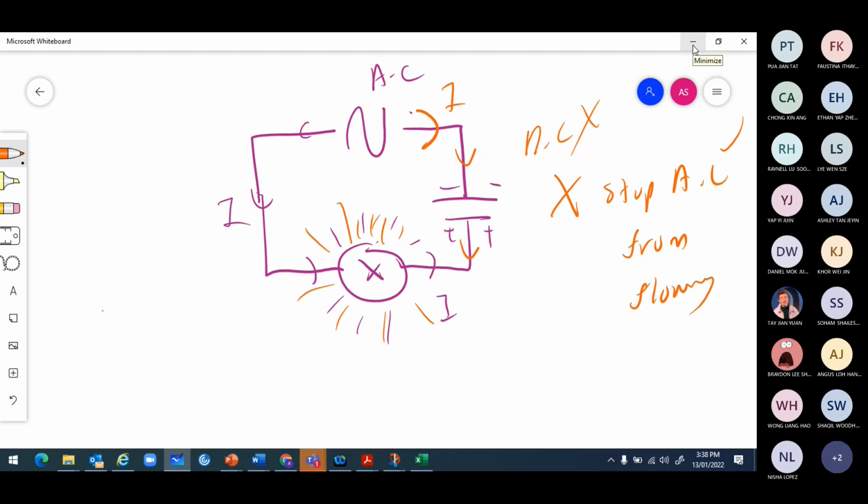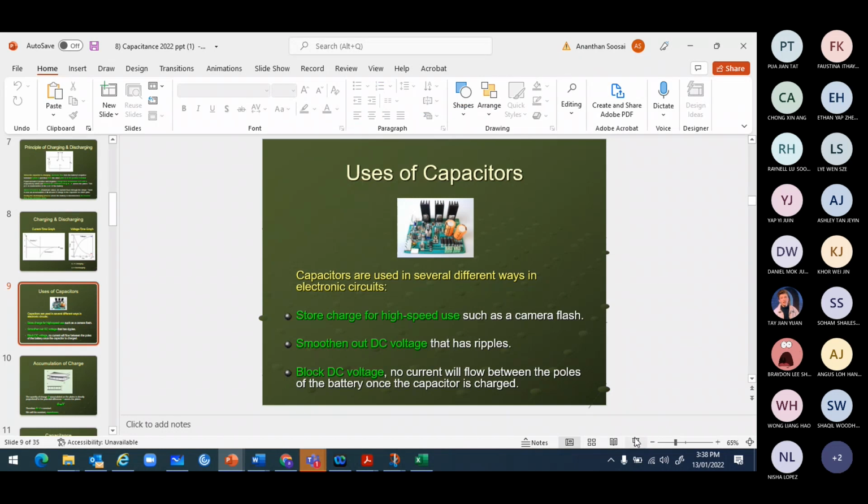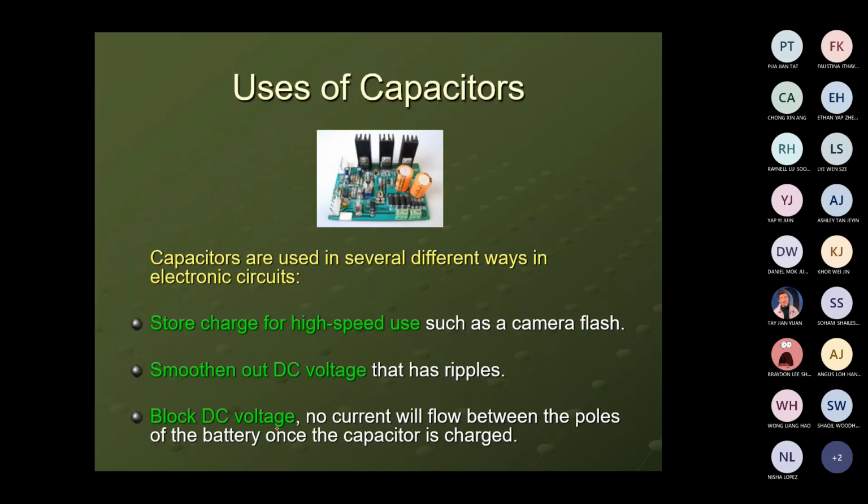So this gives it a third use. The third use is what? Block DC voltage. When do we need to block DC voltage? The one situation I told you: microphone.